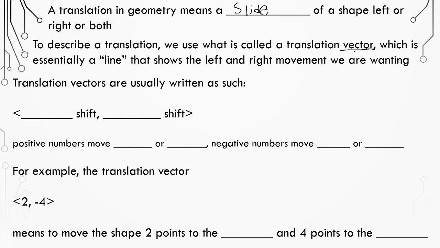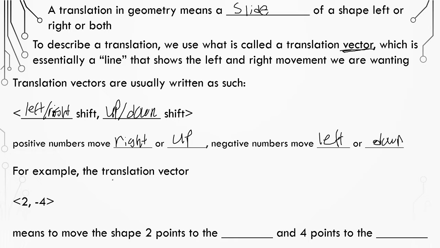A vector is kind of like a special type of line or direction-describing object that tells you how far left and right to move. And usually it's written like a point, and it's the left-right shift. The left-right shift is the first number, and the up-down shift is the second number. Or you can say the horizontal is the first number and the vertical is the second number. If your numbers are positive, that means you're going to move right if it's the first number, or up if it's the second number. And negative numbers mean you're going to move left if it's the first number, or down if it's the second number.